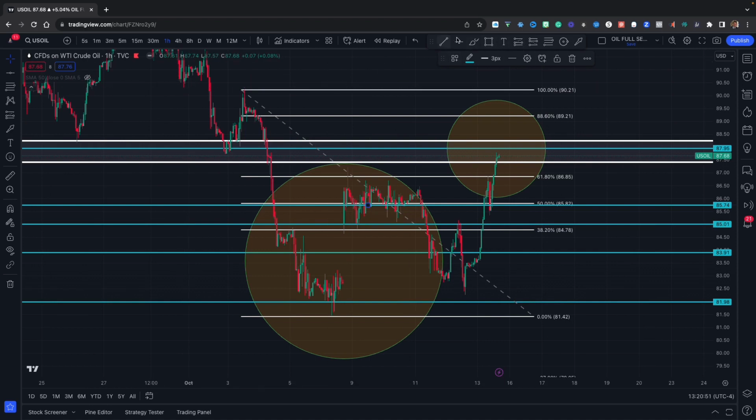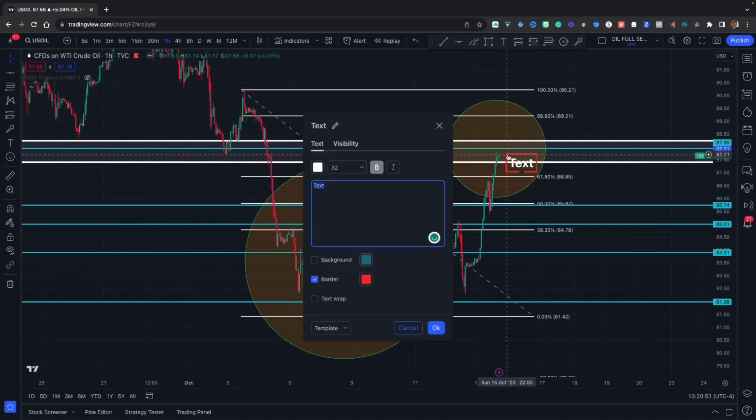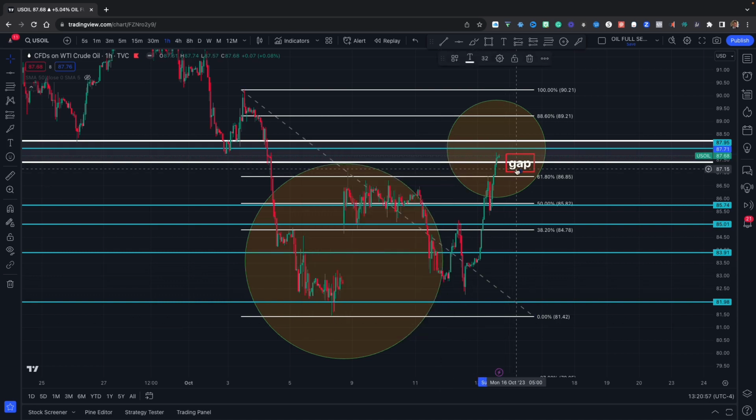I'm a visual person. Let me grab my text. And this is going to be our Sunday gap right here, because this is where price closed. So remember, for those of you that have asked me, the gap is nothing more than where price closes and where it opens. If there's a break in price, that's a gap, whether it's 1 pip or 100 pips. It's just a matter of where price closes and where price opens.